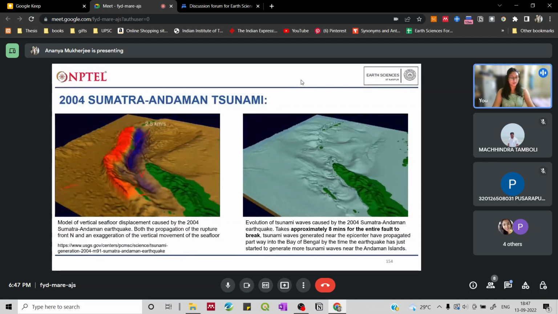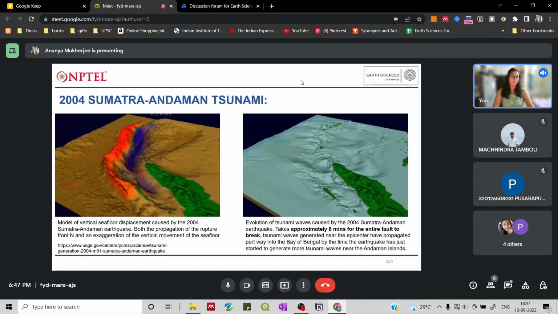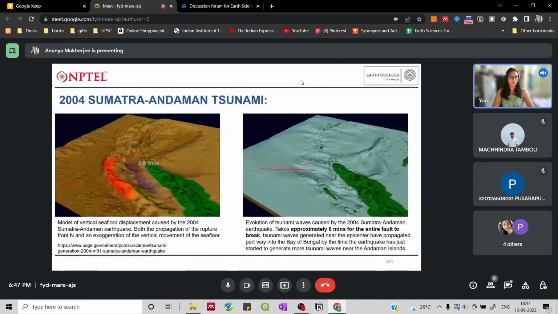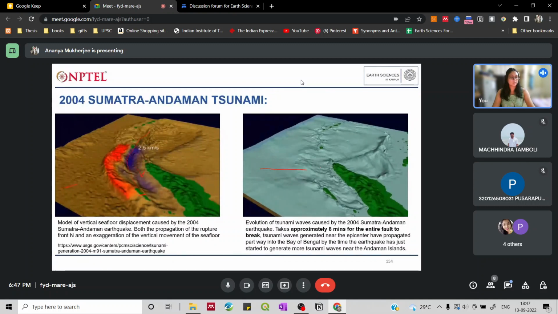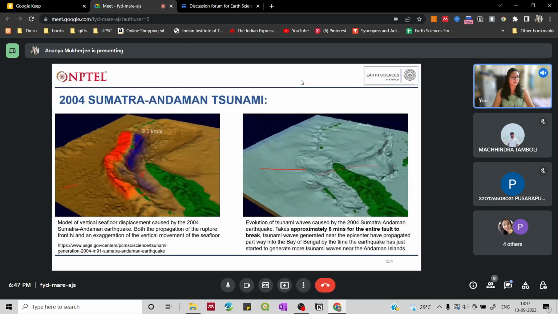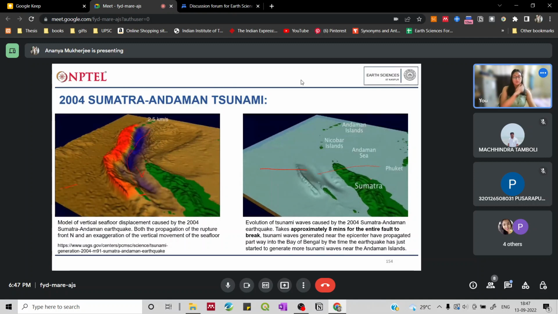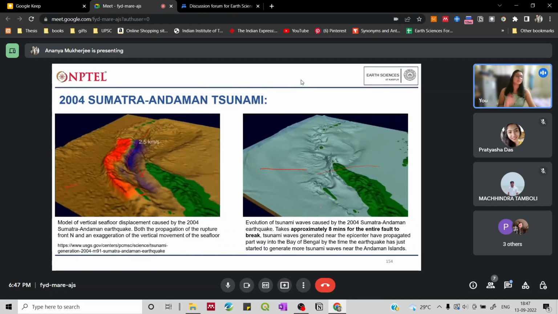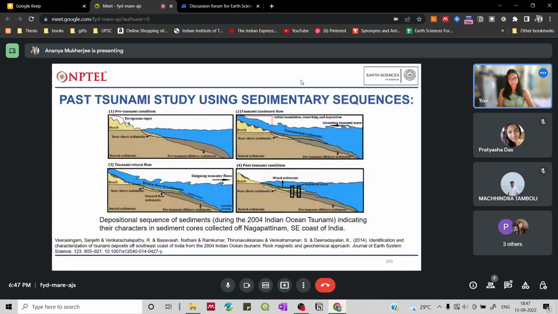So the tsunami waves were generated near the epicenter. Part of it propagated towards the Bay of Bengal, and the other part moved over Andaman and then traveled towards Thailand. These are the ways the rupture travels, and how the tsunami waves start generating as soon as the rupture happens. Now these were some examples.